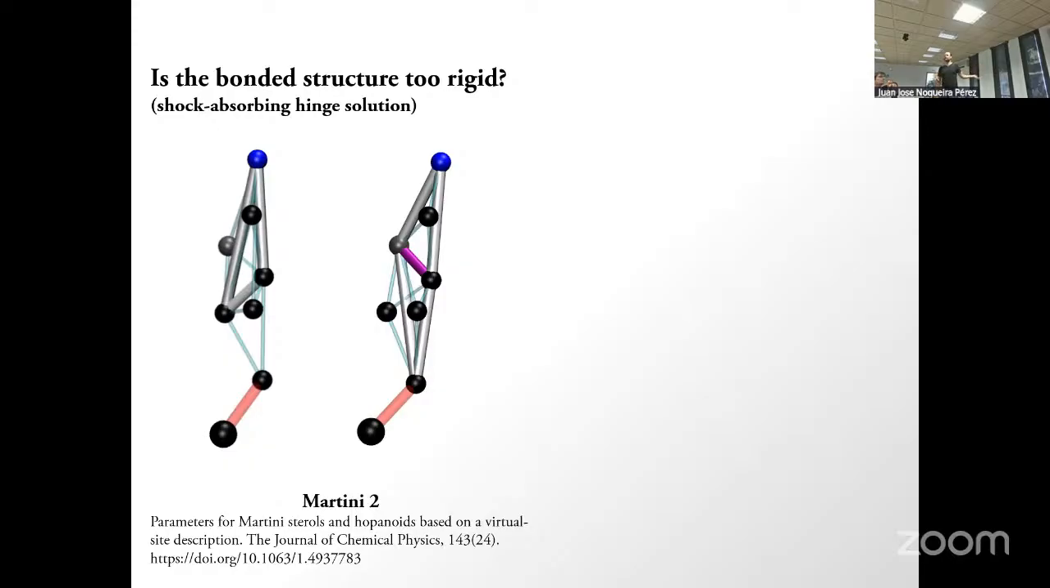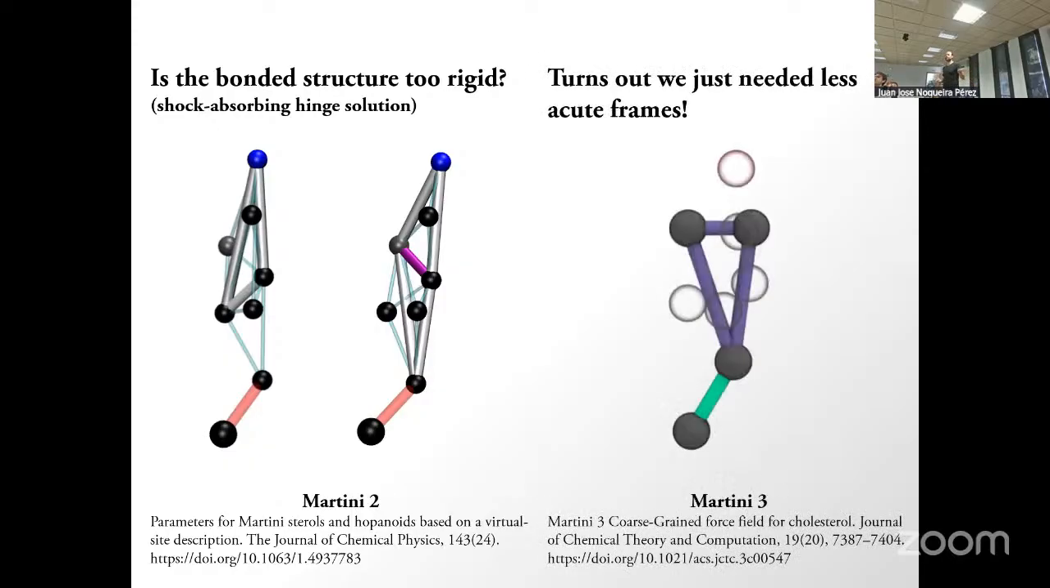And more recently, 2 years ago, we did the same thing now for Martini 3. But for Martini 3, we were able to do it with just a single frame. So it turns out we just needed the frame not to be so narrow. What's happening here is that in this approach, the virtual sites don't have mass. The mass is only on the triangle.